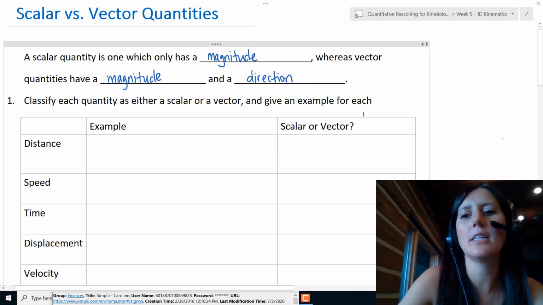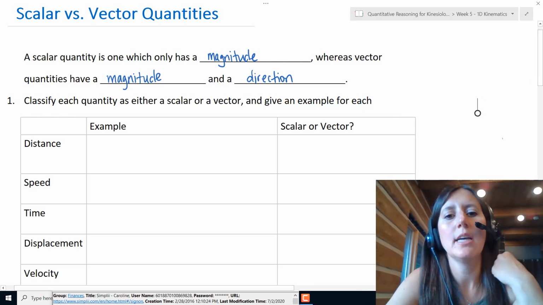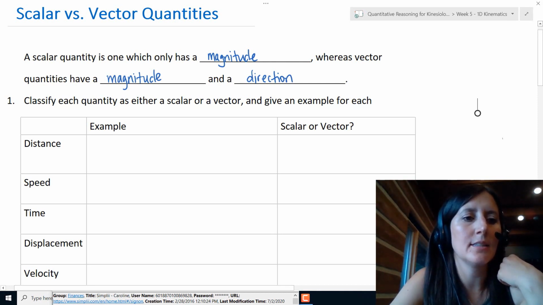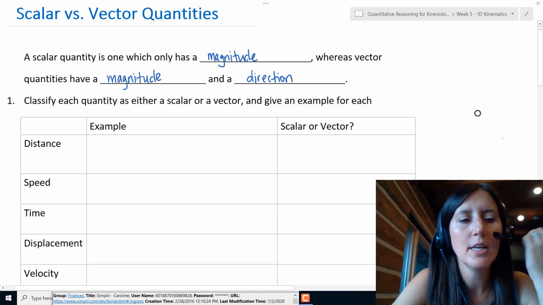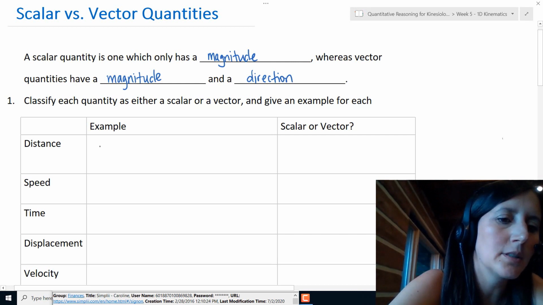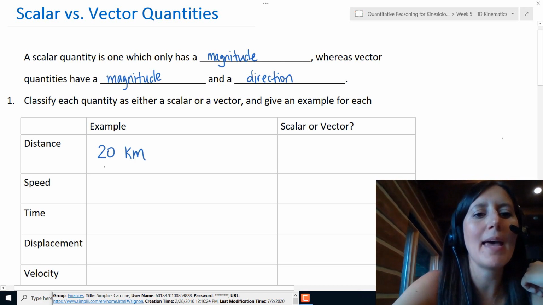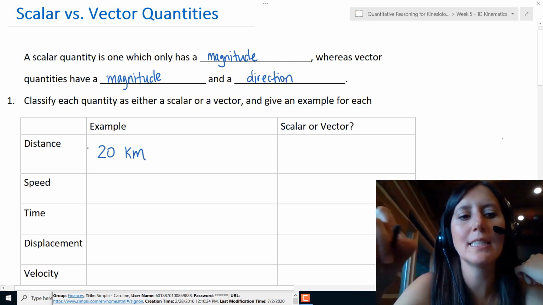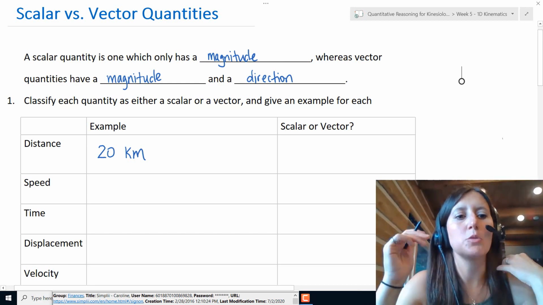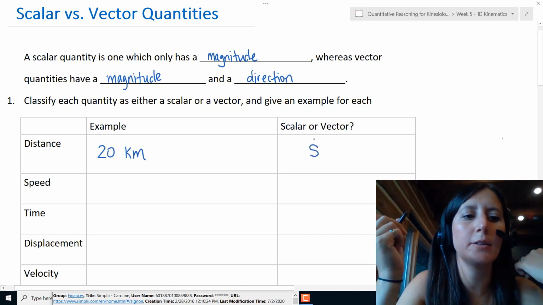All right, so we're going to classify each of the quantities in the table below as either a scalar or a vector, and we'll give an example for each. For example, the first quantity is distance. Distance is how far you're traveling. Let's say the distance from my house to the school is 20 kilometers. This is the magnitude. There is no direction. I didn't say which direction I have to go to get to the university. I just gave you the distance between my house and the university. So this would be a scalar. I'll just write S for scalar.